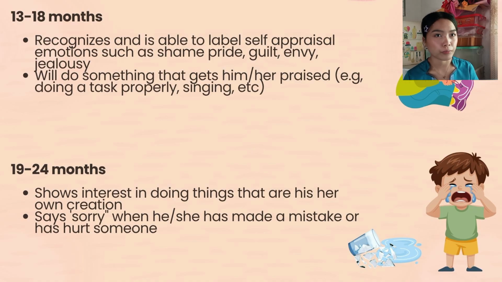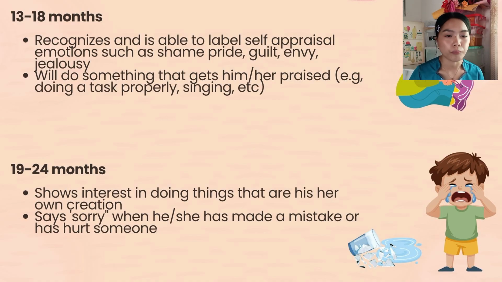So they like to be acknowledged and recognized for their learned behaviors, and they can already do tasks properly. Like also singing, if they can already sing some nursery rhyme. So they want to get praised, so they can already perform tasks properly.